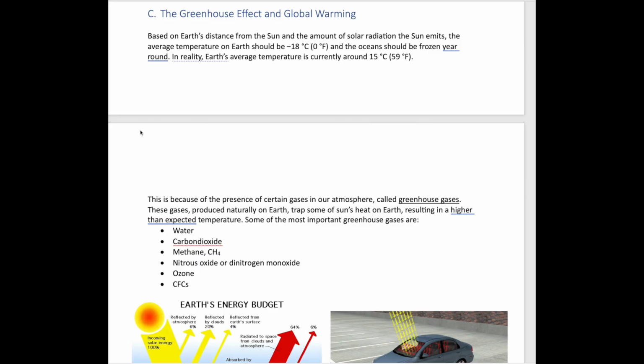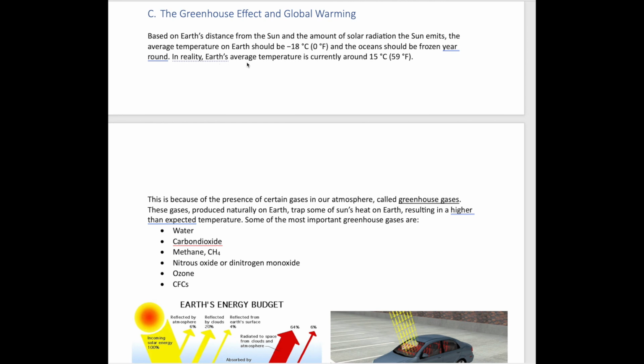Now we're ready to talk a little bit about the idea of the greenhouse effect and global warming. So the Earth is located a certain distance away from the sun, and if we just look at the amount of solar radiation that the sun emits that reaches the Earth, the average temperature of Earth should be around 0 degrees Fahrenheit or minus 18 Celsius, which obviously is not a temperature that sustains life.